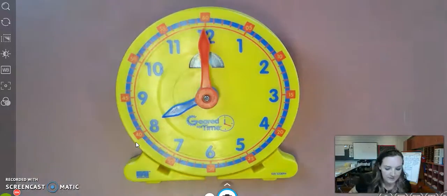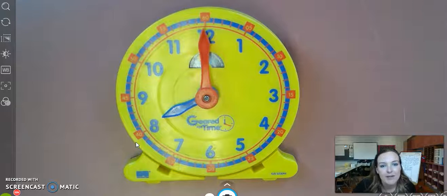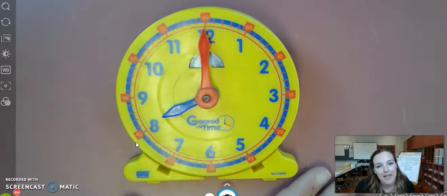All right. So we're going to continue practicing telling time on our clock. We're starting with telling just the hour, and later on in the year we'll start telling time to the half hour and to the quarter hour and to the minute. So for now, if you can get what the hours are, then you're doing pretty good.